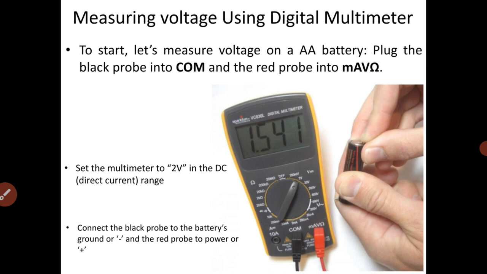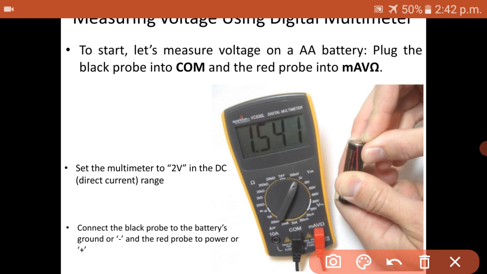Plug the black probe, that is common, and the red probe into the milliampere volt ohm. Here you can see the negative is connected to the common and the positive is connected to the milliampere volt ohm terminal. The black wire should be connected to the negative terminal of the cell and the red wire is connected to the positive terminal of the cell.